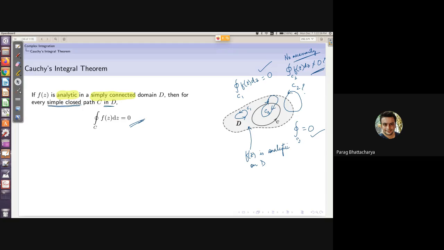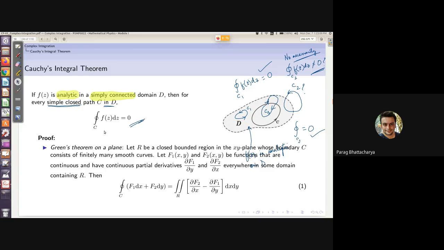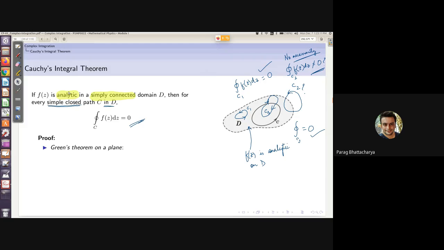You can prove Cauchy's integral theorem very easily. We use something called Green's theorem on a plane. So let me just tell you what Green's theorem is. First, let me put this on the slide.